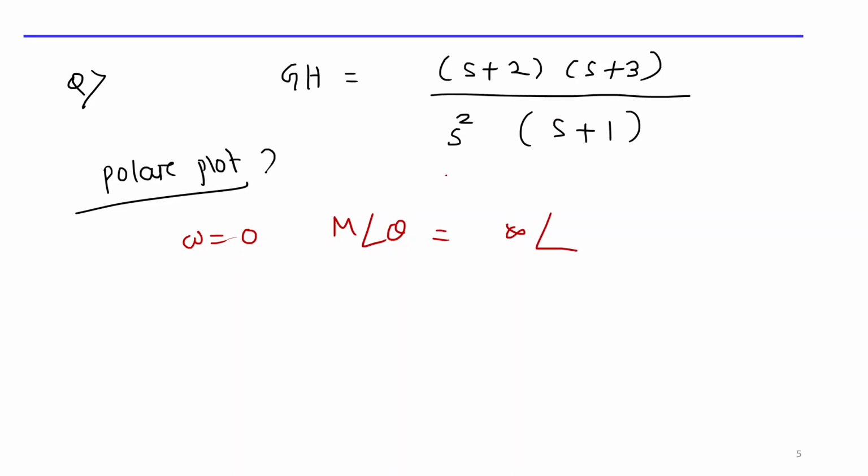And what is the angle? The angle will be gained by the number of poles at origin. How many poles at origin? 2 poles at origin, so the angle will be -180 degrees. At omega equal to infinity, what is the magnitude, what is the angle?